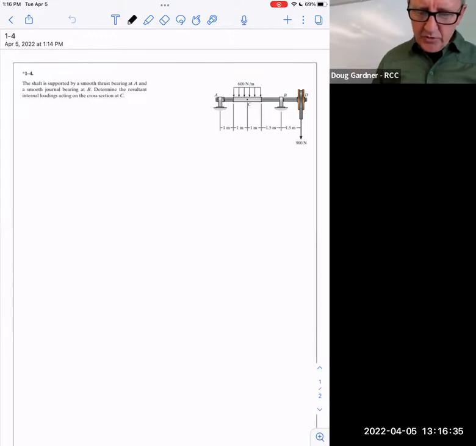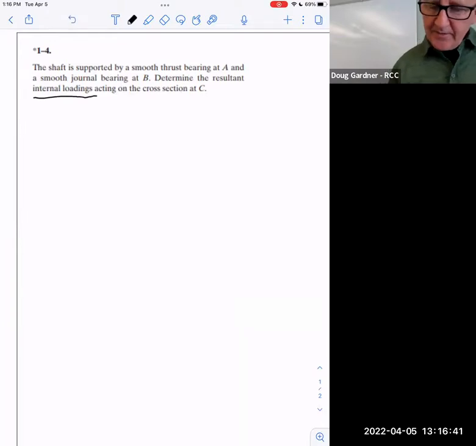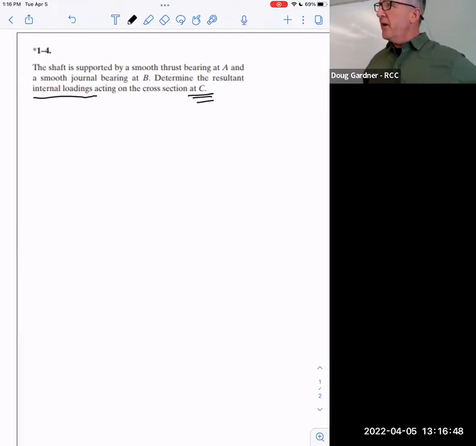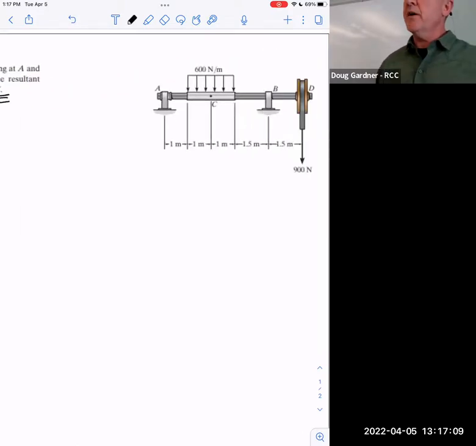But notice they say determine the resultant internal loadings acting on this only at C, not everywhere, which is what we did for a shear moment diagram. But they say determine all the loadings, plural. And that list I just gave you is the list. We need all four of those: normal, shear, torsion, and bending moment. And this problem, though, is still pretty much two-dimensional. This is not a three-dimensional drawing, and so this is not new to you, ultimately.